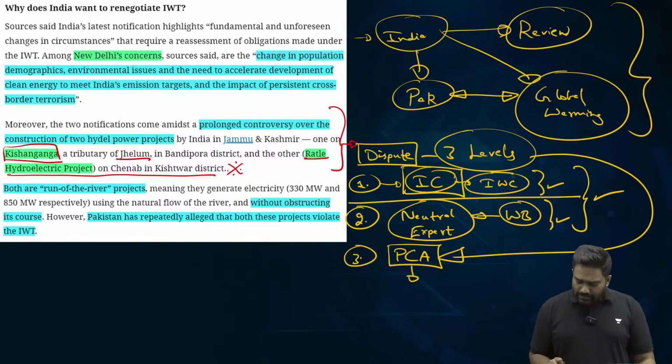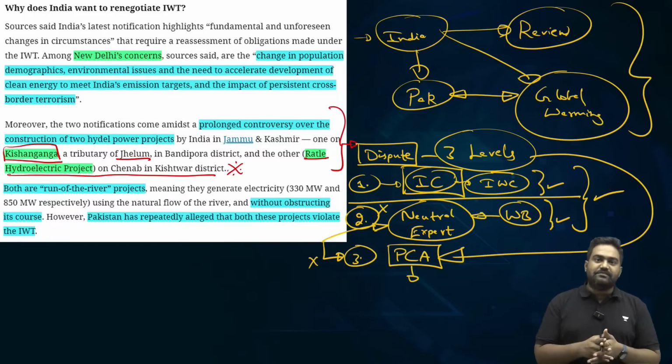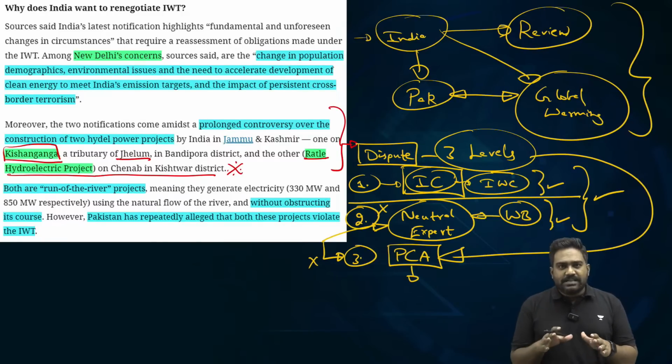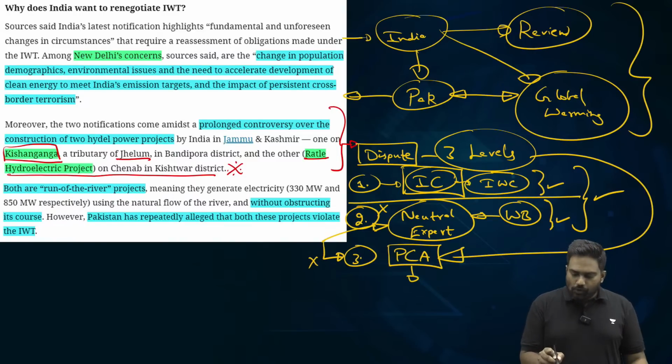And recently, it has filed disputes not just at the PCA, but even through the neutral expert appointed by the World Bank. Now, this is unacceptable to India. This is a breach of the commitments we have made. So, India's demand is very simple. We want to renegotiate. We want to take a review because the flow of the waters has changed.